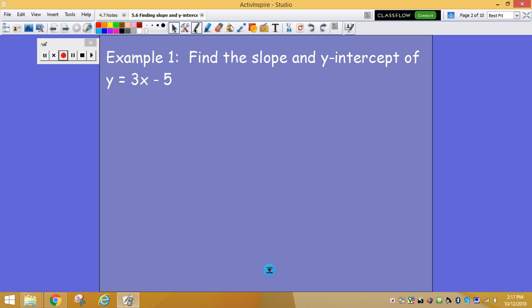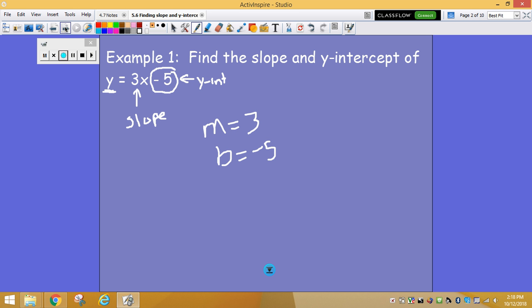This one is actually very, very easy. Find the slope and y-intercept. Well, it's already in y equals, so I don't have to do that. The number with the x is your slope. So if I said, what's the slope? You would say it's 3. The number added or subtracted at the end is your y-intercept. So if I asked for the y-intercept, it would be -5. So your slope is 3, and your y-intercept is -5.